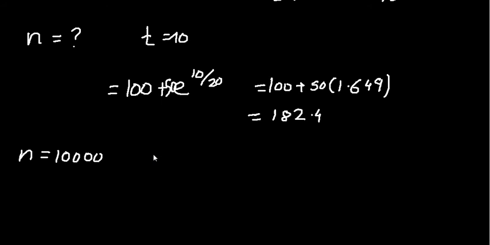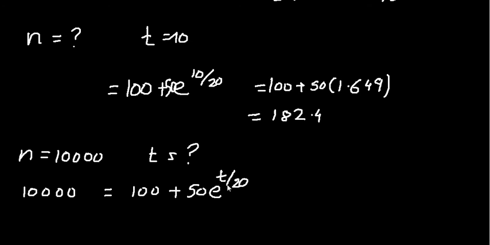The next question is when would the bacterial population be equal to 10,000? On which day would the population reach this value? In this instance I know the value of N, but I've got to figure out what my T would be for that. So T is the unknown. I've got to make T the subject.